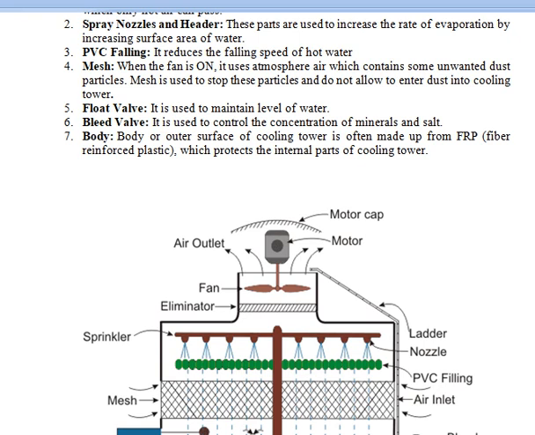That reduces the speed of hot water. This is the region in this section to reduce the speed of the hot water. Then this is the next parameter, the mesh. The mesh is the point.